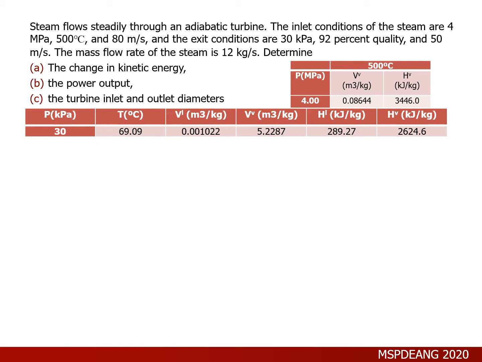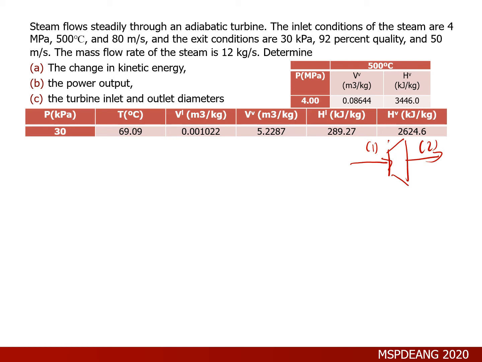If the mass flow rate of the steam is 12 kilograms per second, determine A, the change in kinetic energy, B, the power output of the turbine, and C, the turbine inlet and outlet diameters. Given the following steam table properties. Okay, with this, we can draw the schematic diagram of a turbine. So this is state 1 and this is state 2. So inlet conditions are state 1, exit conditions are state 2.